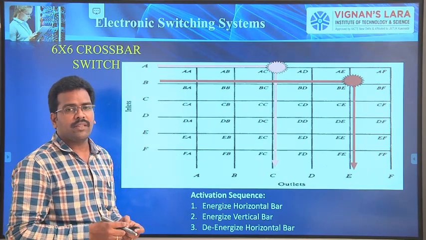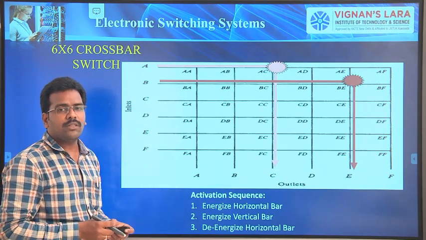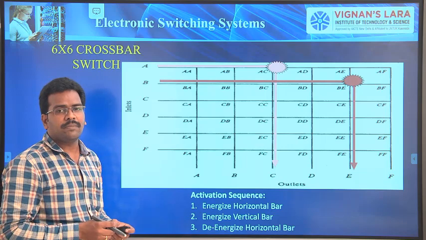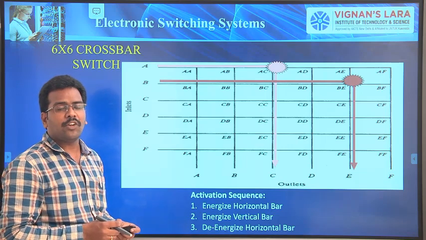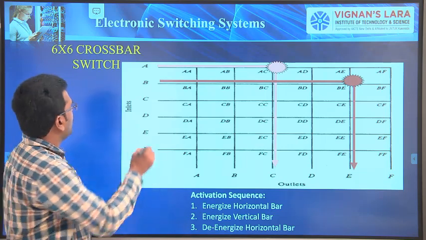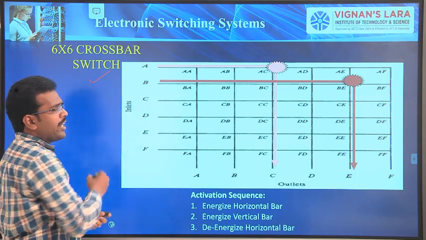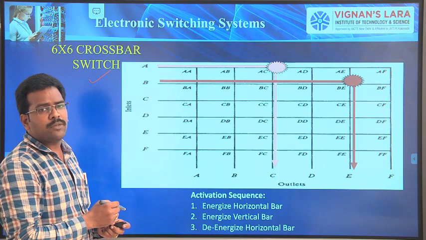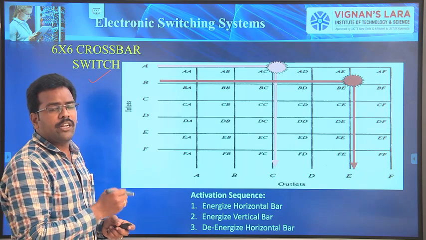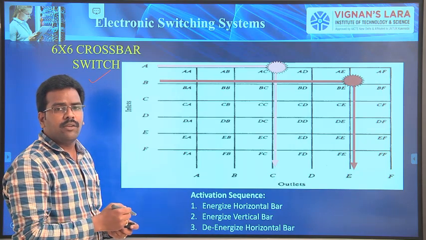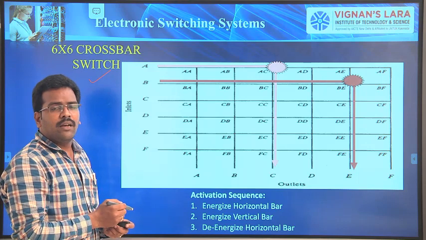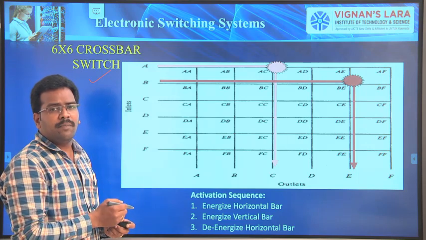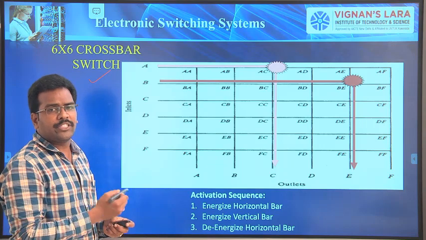Good morning students. In the last class we discussed crossbar switching systems. In that we discussed different configurations, such as how to establish a connection between calling and called subscriber for a 6x6 crossbar switching system. In all the cases we discussed the process of energizing the bars to achieve the connection.